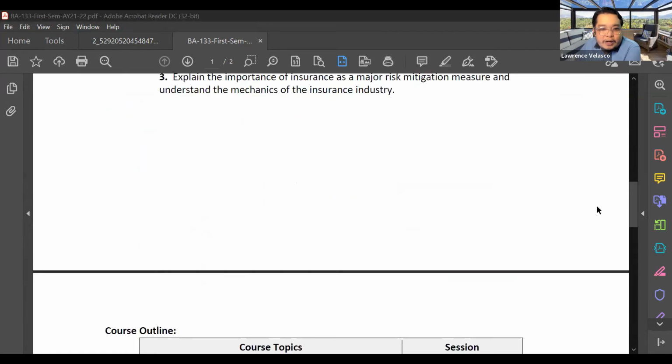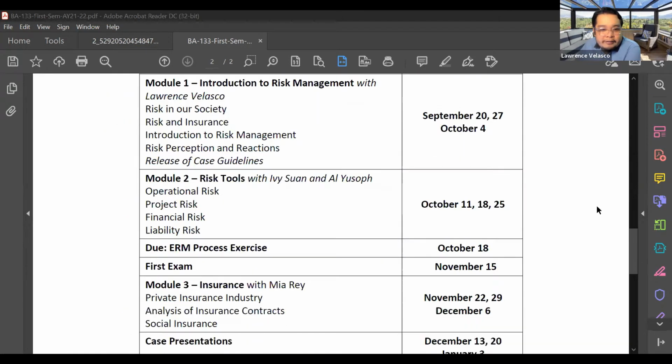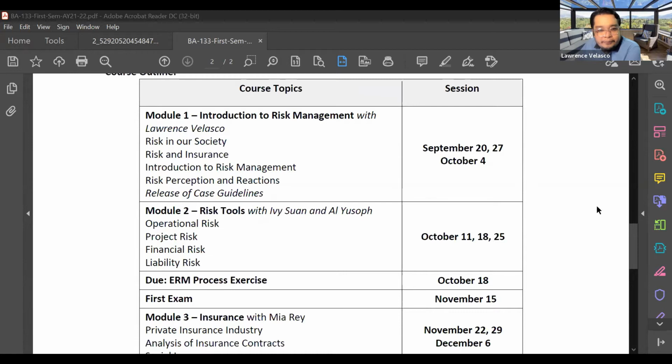Okay. So how is the course structured? There are 3 modules. Okay. I will cover module 1, which is an introduction to risk management. So basically, we will be laying down the foundations of risk management. What are risks? What is enterprise risk management? Why is it important? Why is it critical? And how do you really do enterprise risk management? So we will set up the framework of how to manage risks in general.